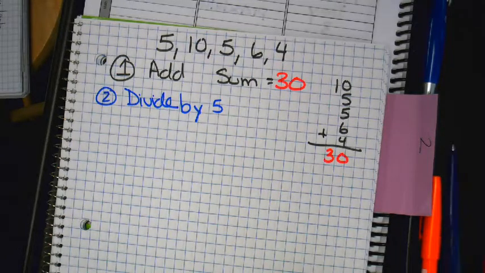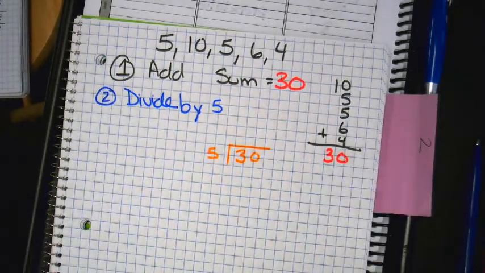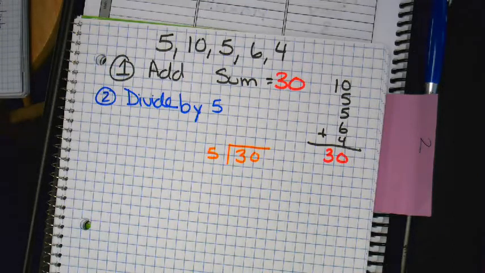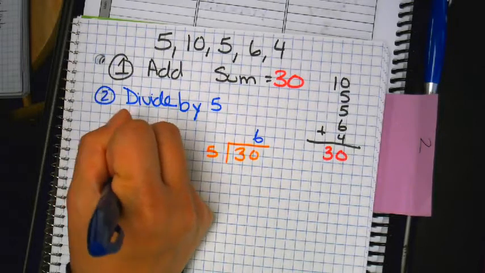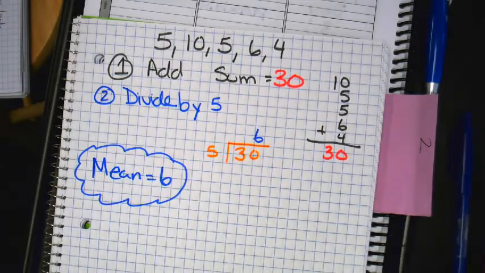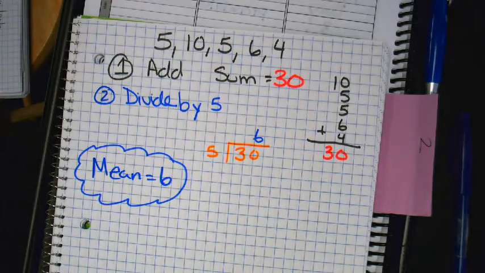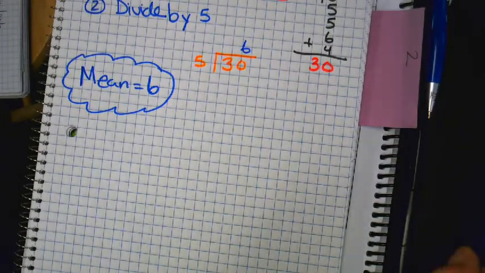All right. So what number goes inside? 30 divided by 5. Use your multiplication table if you need it. How many times? 6. So our mean is equal to 6. Once you divide, that's your answer. What's your first step? Adding. What's your second step? Divide. All right, let's give you one to work on.